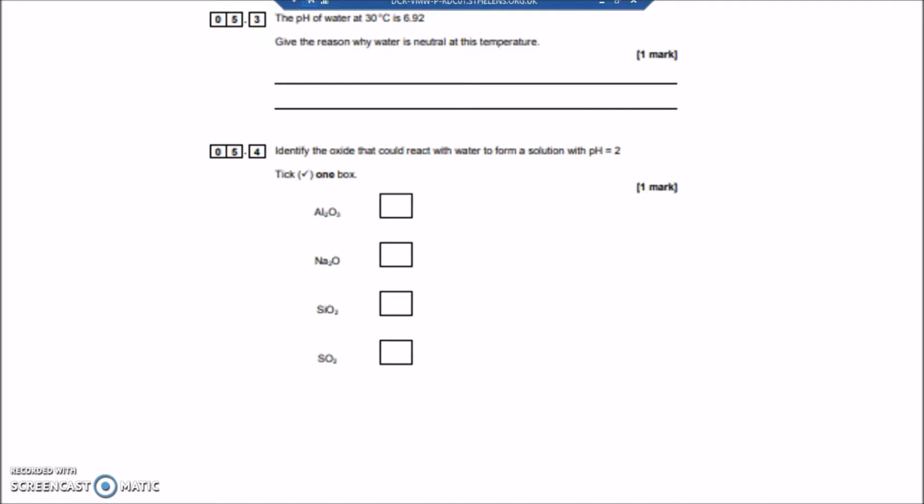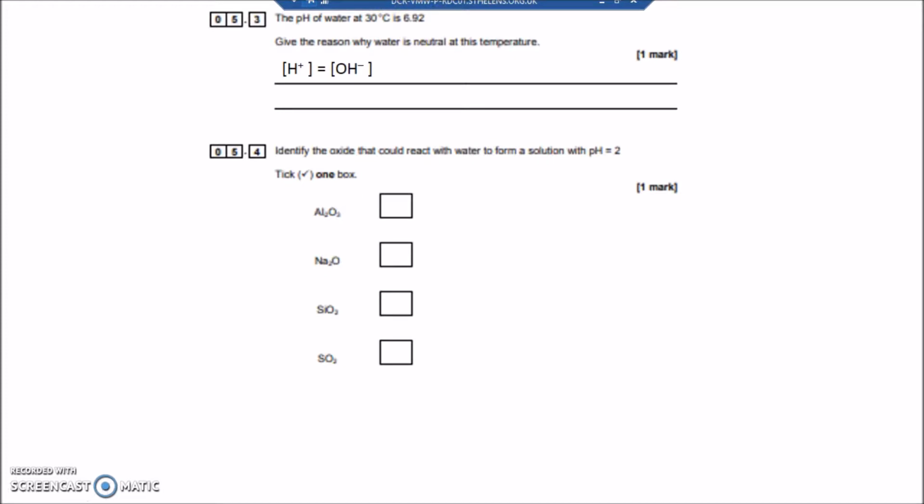pH of water is 6.92. Give a reason why water is neutral: because the concentration of H plus equals the concentration of OH minus. So if something is only acid or alkali, if there's excess H pluses, it becomes acid, excess OH minus, it becomes alkali. Remember, water doesn't have to be 7 to be neutral. Temperature changes the pH of water. It's still neutral. Water is always neutral because H plus concentration and OH minus concentrations are the same. It's just that when you heat it up, the water becomes more acidic, so the pH comes down.